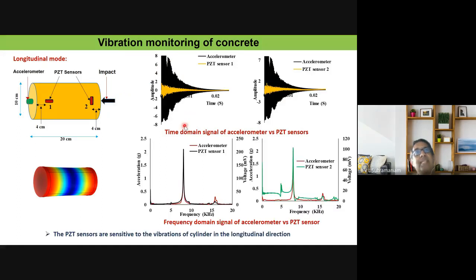If we look at it in the frequency domain, we were able to get the modes of vibration of the cylinder very accurately using these embedded sensors. So that told us that we could use the PZT sensors even to pick up ambient vibrations, or vibrations produced by impact, either natural or induced by an external body. We could use these PZT sensors in vibration-based health monitoring once they're embedded inside concrete.